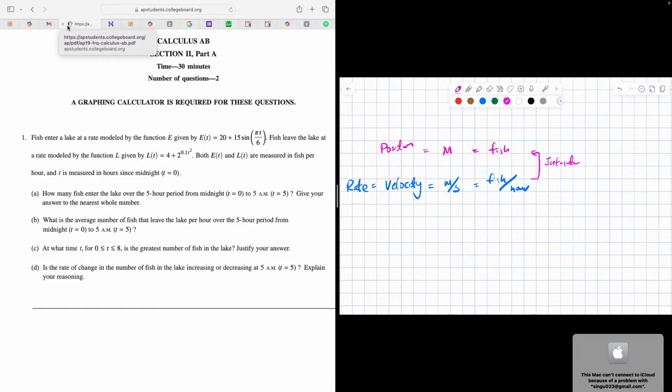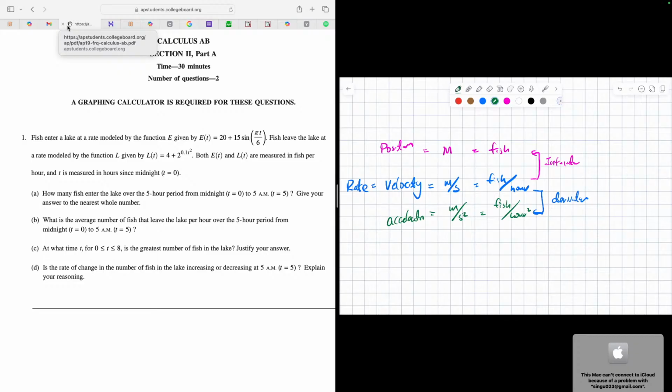And that's the position. Now, what happens if I take a derivative? If I take a derivative, then I'm gonna get acceleration, right? So acceleration is equal to, what's the derivative of meter per second? Meter per second squared. In this case, it's gonna be fish per hour squared. Does that make sense? And that's how you're gonna pay attention to the unit. This is very, very important.